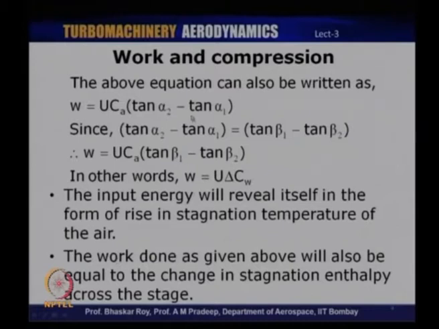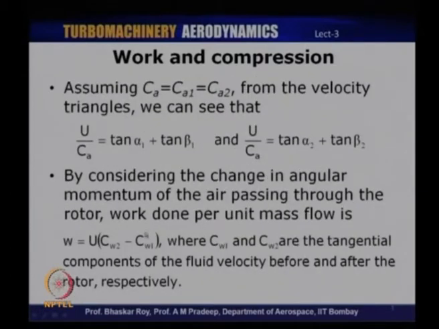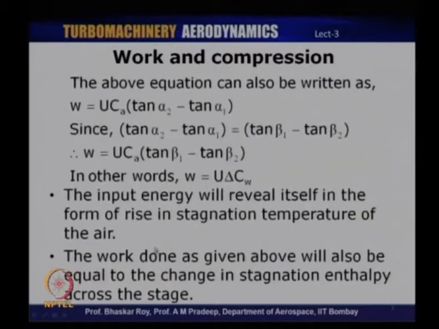Now, from the velocity triangle we can also express these velocity components, that is Cw2 and Cw1, in terms of the axial velocities. So, Cw2 should also be equal to Ca times tan alpha 2 and Cw1 is Ca tan alpha 1. So, U times Ca multiplied by tan alpha 2 minus tan alpha 1 is also equal to the net work done.